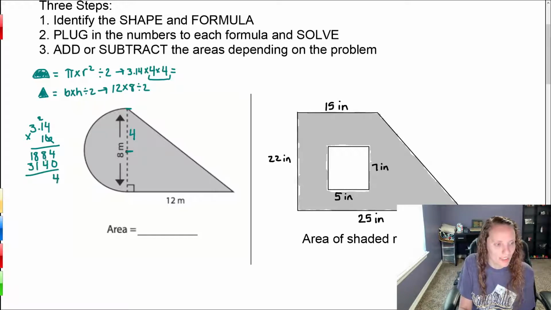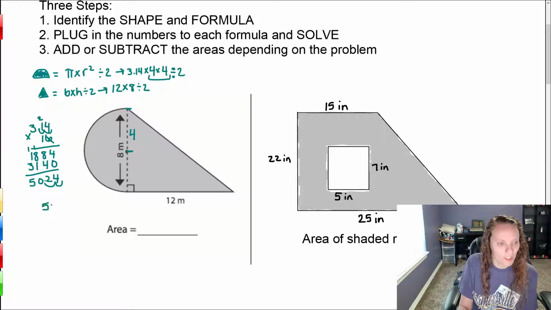Let's go ahead and add these up. 8 plus 4 is 12. 8 plus 2 is 10. And then 3 plus 2 is 5. And I see that there are 2 numbers after the decimal, so we'll count over 2 times. And then we can't forget, we also have to take that answer and divide by 2 because it's a half circle. So let's take 50.24 and divide it by 2.